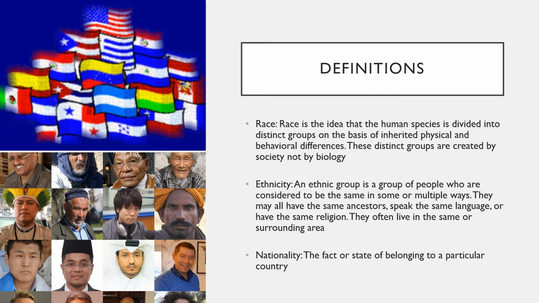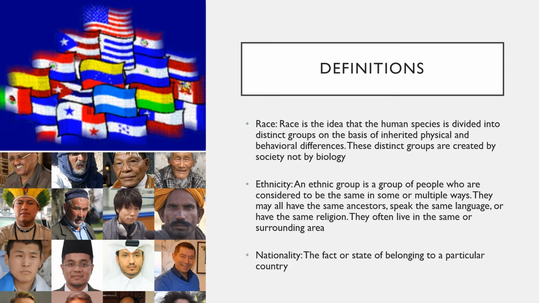So race is the idea that the human species is divided into distinct groups on the basis of inherited physical and behavioral differences. These distinct groups are created by society and not biology. And so what that means is we as a society, as people, created the notion of race. Our bodies are very, very similar. And so scientifically, these groups that we put ourselves in or other people have put us in are not based on science or biology, but rather society and the rules we created in society.